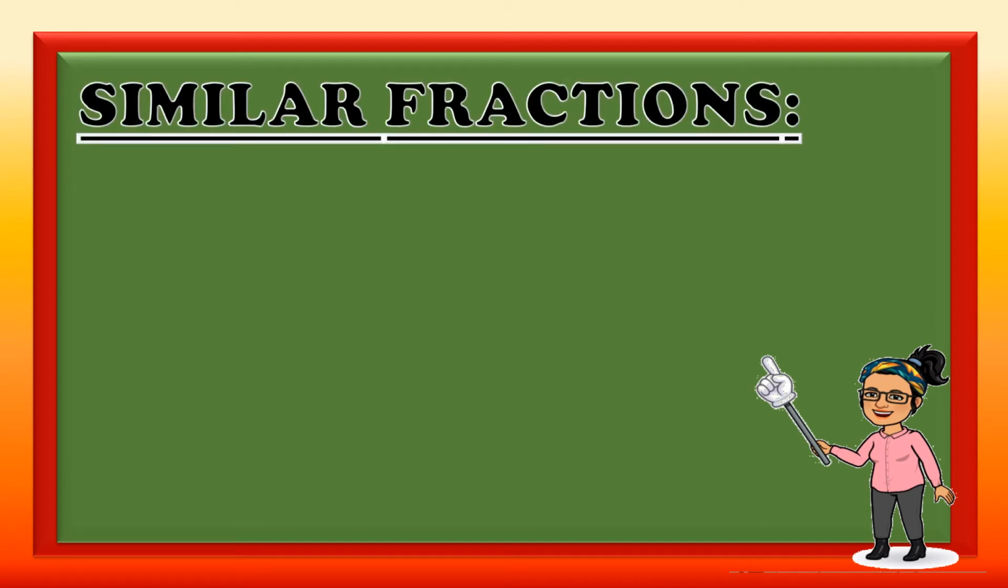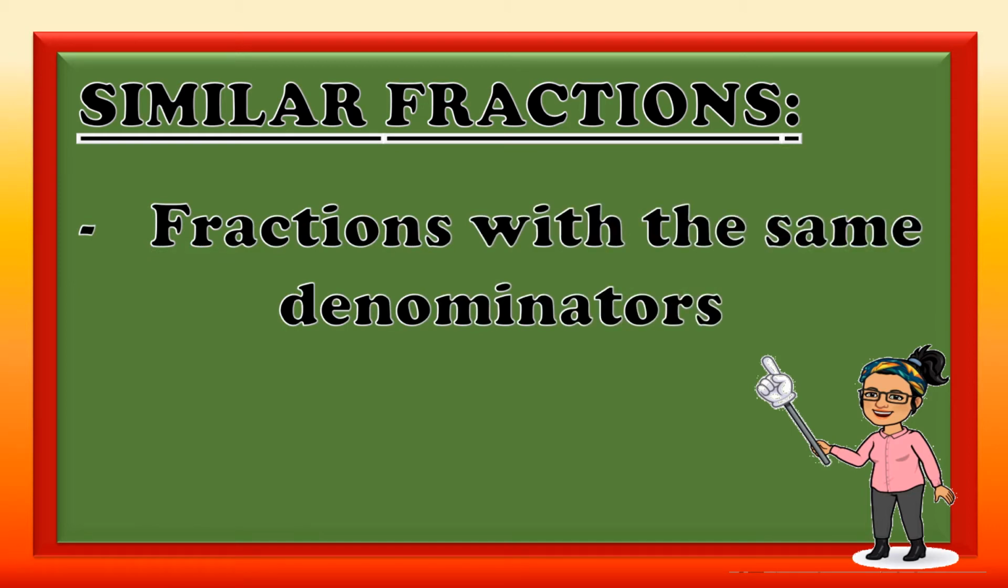Okay, now when we say similar fractions, these are fractions with the same denominators. For example, we have 3/9 and 5/9. Their denominators are 9 and 9. The denominators are the same, therefore, these are similar fractions.